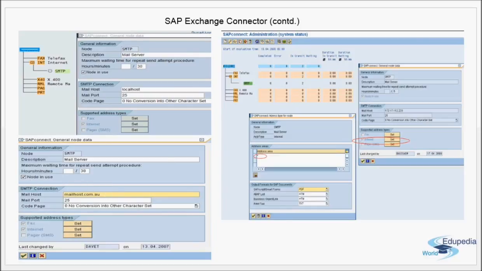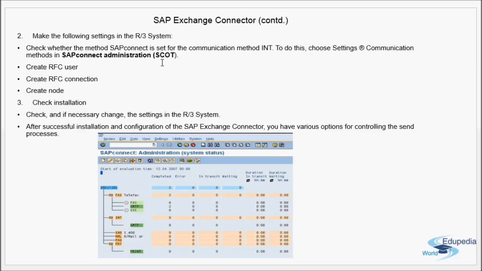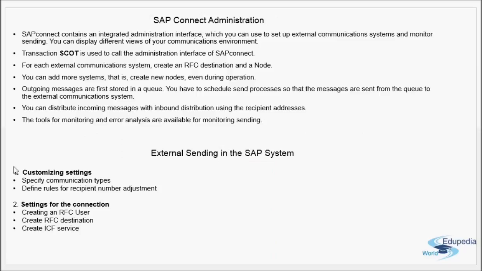Now, the SAP Connect administration, the main points are: SAP Connect contains an integrated administration interface which you can use to set up the external communication systems and monitor sending. You can display different views of your communication environment. Here SAP Connect is nothing but an interface of SAP for sending out all these communications, and here we'll set up different nodes, fax, internet, whatever it is, and we can monitor them.